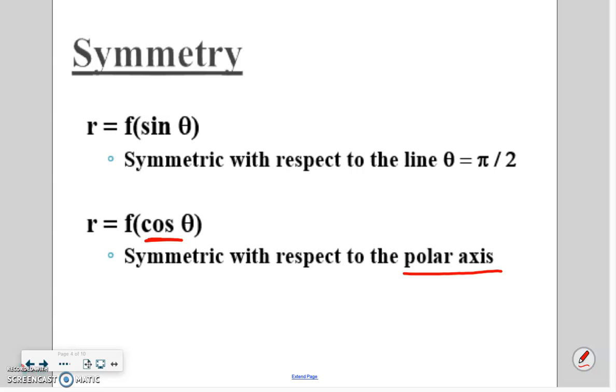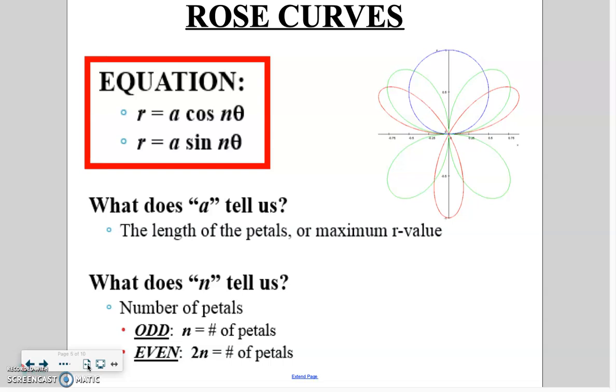However, it maybe gets a little bit strange if we have a sine curve. That's where we would typically think about vertical, but we don't have a y-axis. We say that it's going to be symmetric to the line theta equals pi over 2. Now, if you think about it, is that the vertical line? It is. So we're talking about the same thing, we just have different names for them because we're in a different system. Okay? Any questions so far about the symmetry? I think it'll click a little bit more when we actually see some graphs and things like that.